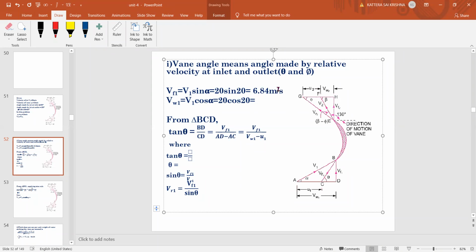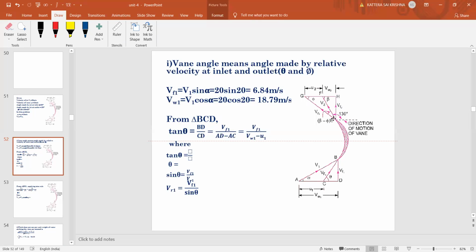Right. Next, you can find VW1 also. VW1 is the horizontal component of V1. So that is V1 cos alpha, 20 cos 20. 18.79 meter per second. Okay, so these are all velocities only. VF1, VW1, all are velocities. So units will be meters per second only.